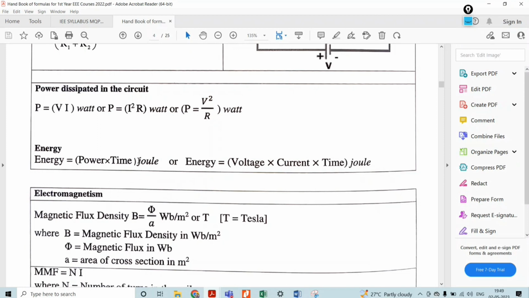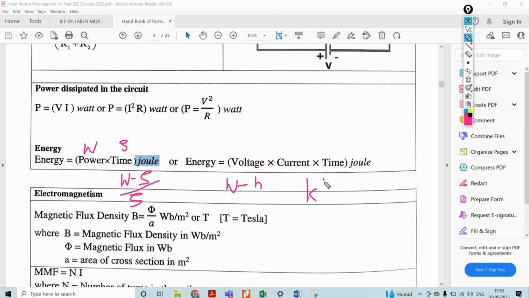They have mentioned it here as joules. Joule is also a unit of energy. But with respect to electrical quantities, power is measured in watts and time is measured in seconds. Generally the SI unit of energy is watt second, but the watt second is a very small unit. Generally we use watt hour or kilowatt hour.